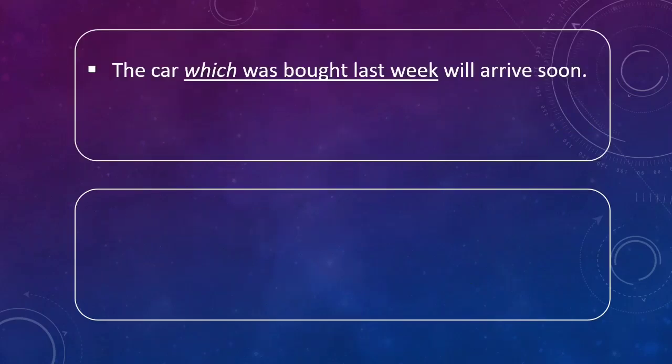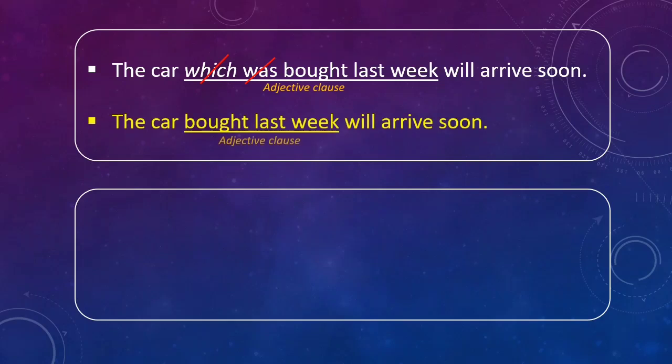The second example, the car which was bought last week will arrive soon. In this sentence, the adjective clause which was bought last week can be reduced by omitting the adjective clause connector which and the to be was. So, the sentence will be, the car bought last week will arrive soon.